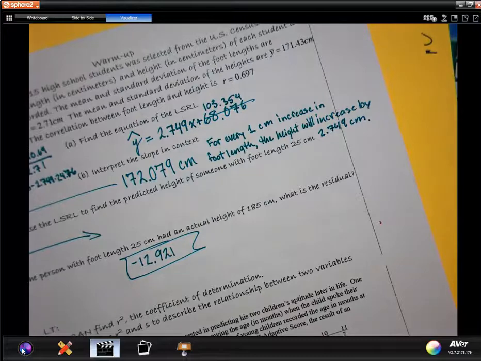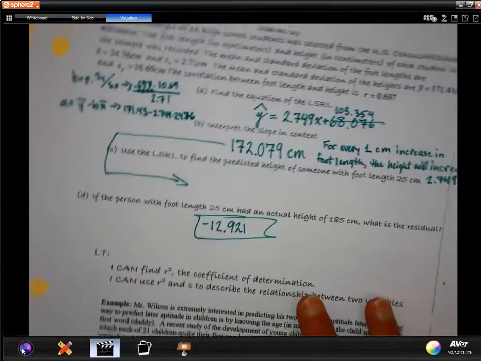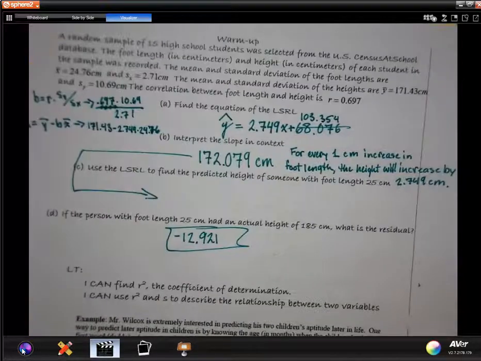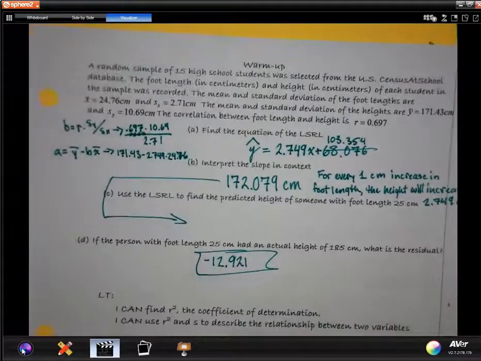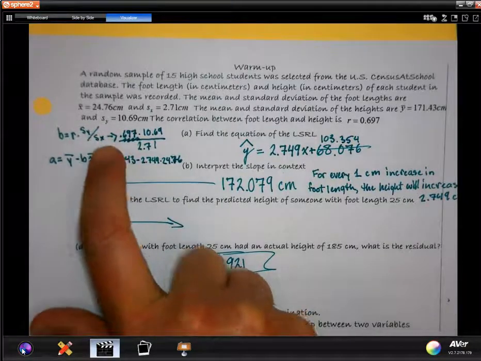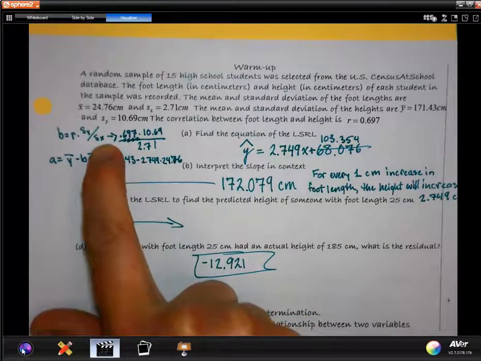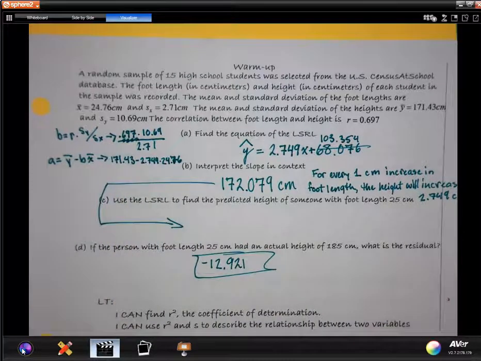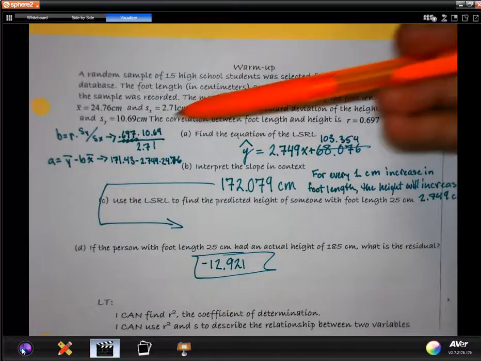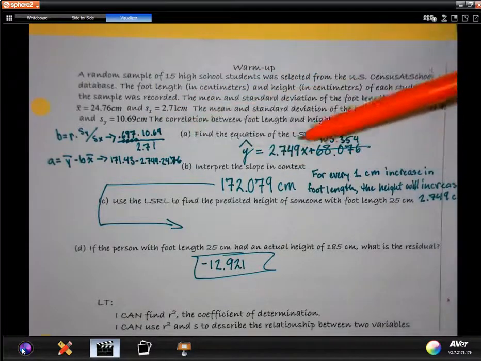All right, is that adequate? Thank you. All right, so slope. Remember, you take your R times the standard deviation of y divided by standard deviation of x, which all of that information was up here. Here's our standard deviation of y, standard deviation of x. When you plug that in, you get 2.749.